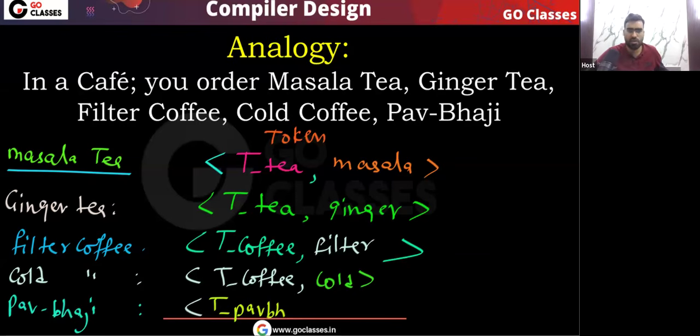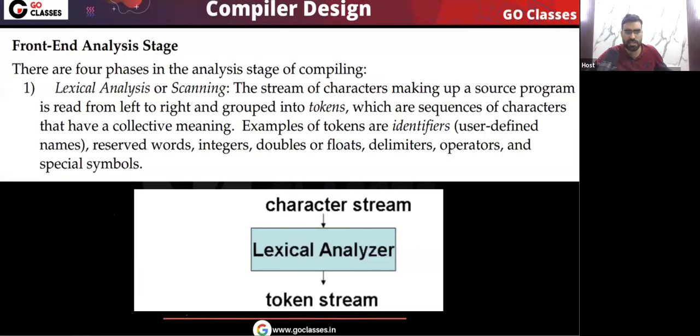Okay, is this clear? So let's assume this is the name of the token. And now there is no attribute, right? There is no attribute required. Is this clear? There is no attribute required. So you can see, this is the idea. I hope you understood this idea.